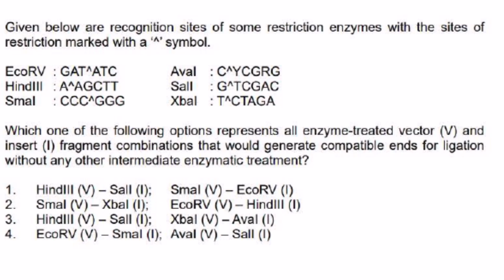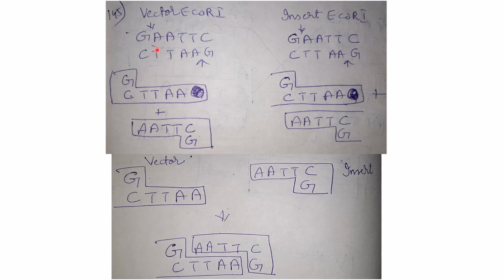Then the next one. Given below are recognition sites of some restriction enzymes with the sites of restriction marked with this symbol: EcoRV, HindIII, SmaI, AvaI, SalI, XbaI. Which of the following options represents all enzyme-treated vector and insert fragment combinations that would generate compatible ends for ligation without any other intermediate enzymatic treatment? Now, before coming to that, restriction enzymes can create either blunt ends or sticky ends after digestion.